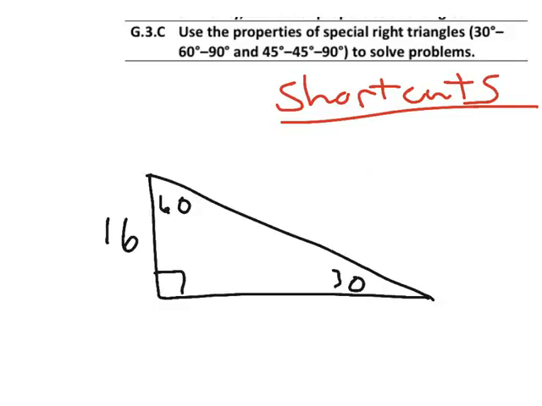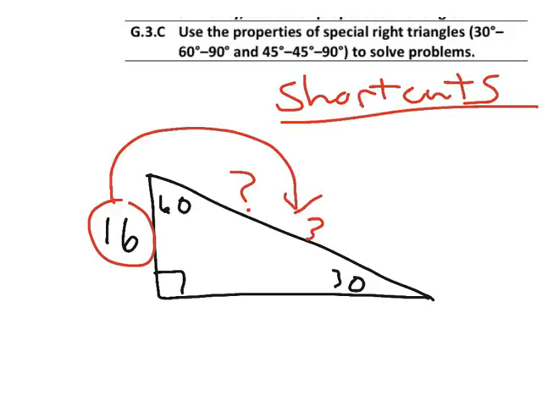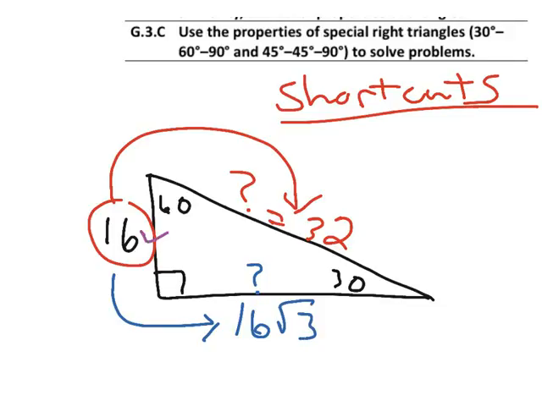So here we have a 30, 60, 90 triangle. This is a real basic problem. First question, what is the length of the hypotenuse? Well, all you have to do is take the shorter leg and multiply it by 2, and you find out that that length is 32. And then secondly, what is the length of the longer leg? Well, you take the shorter leg and you multiply it by the square root of 3. So the three lengths in this triangle would be 16 for the shorter leg, 16 times the square root of 3 for the longer leg, and 32 for the hypotenuse.